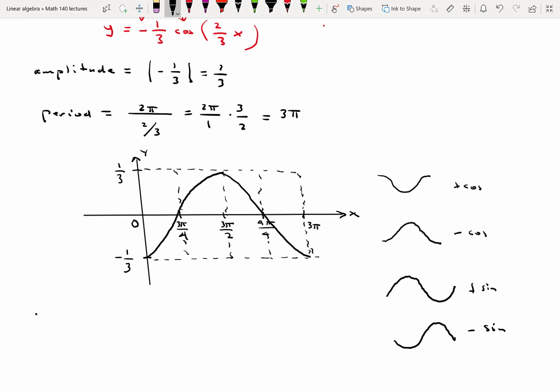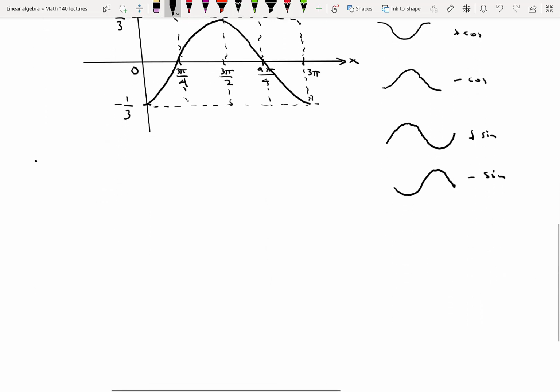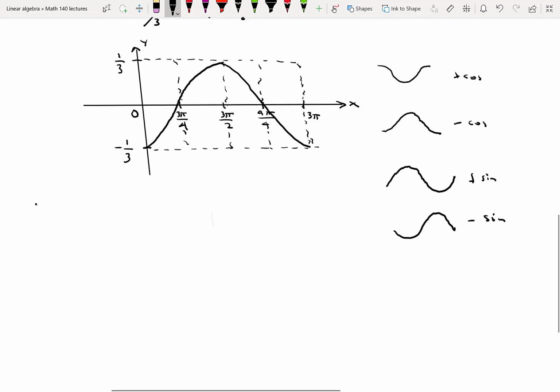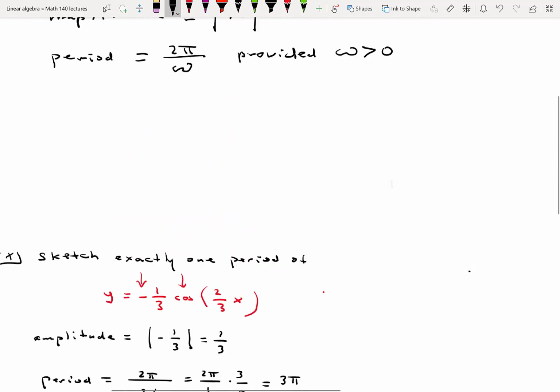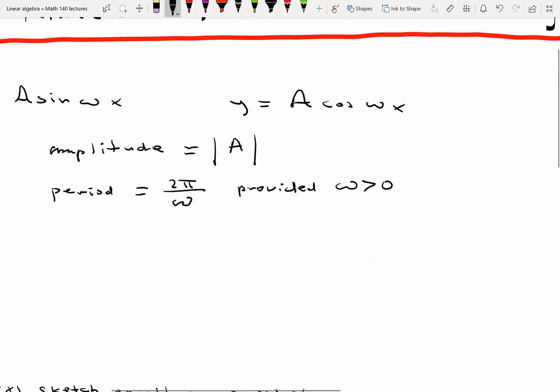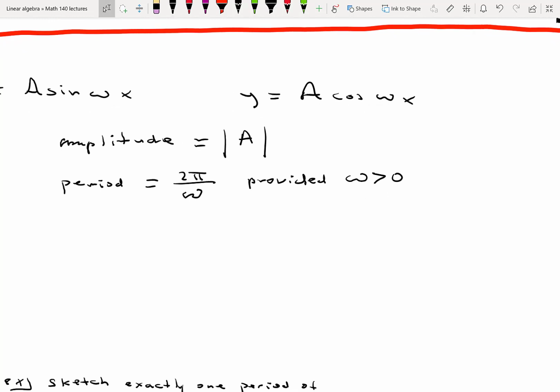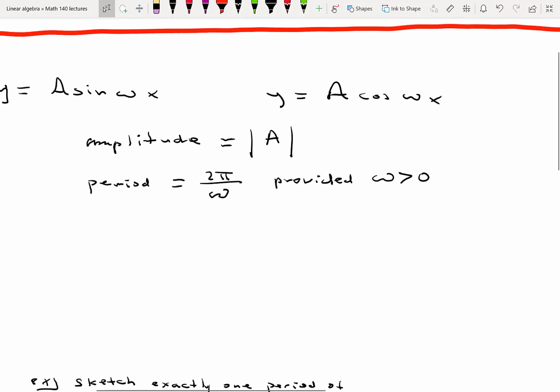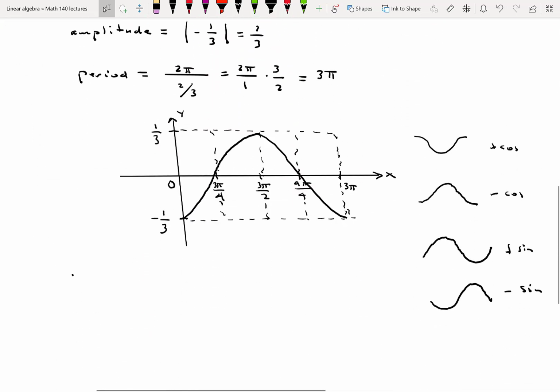So if that didn't make sense, just stay tuned. Okay, so what we left off to finish with in that section was what I reviewed a few seconds ago, that the general case for a sine omega x and a cosine omega x, the amplitude is always the absolute value of that coefficient of sine and cosine. And the period is 2 pi over omega, provided omega is positive.